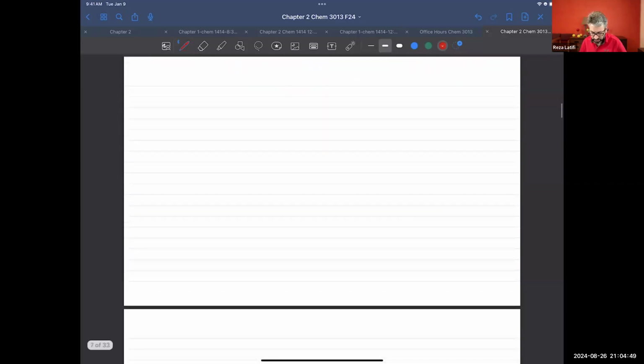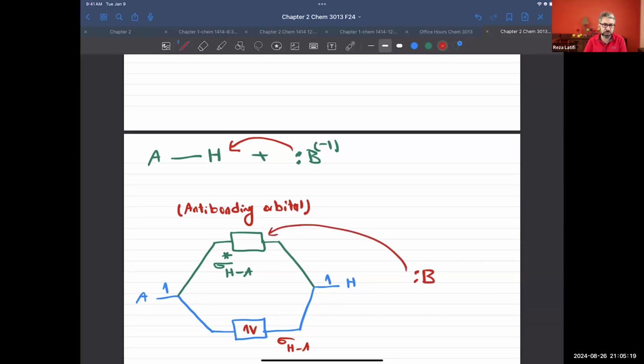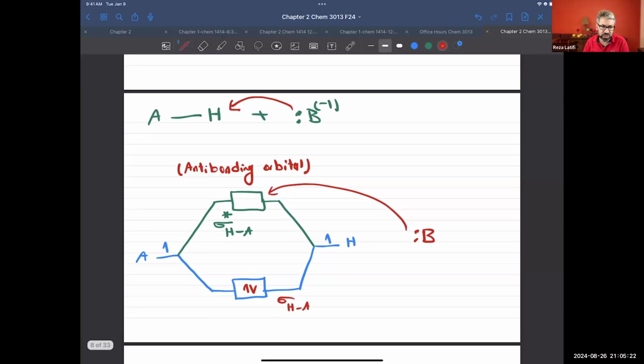Okay, let's show the interaction of B with HA. So we have A attached to H, and then the base is coming with 2 electrons. The base has a lone pair, that's -1. The base is going to give 2 electrons to the H. But where do you want to put them? The base is going to put 2 electrons inside the anti-bonding orbital, or the sigma star of HA. And if you did, you get 2 electrons inside that orbital.